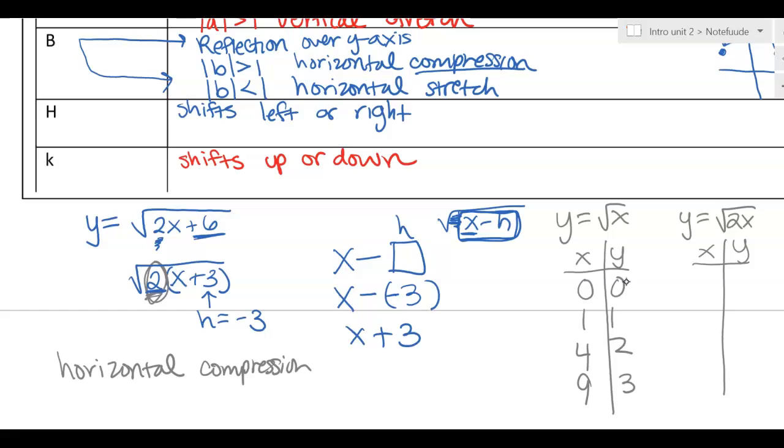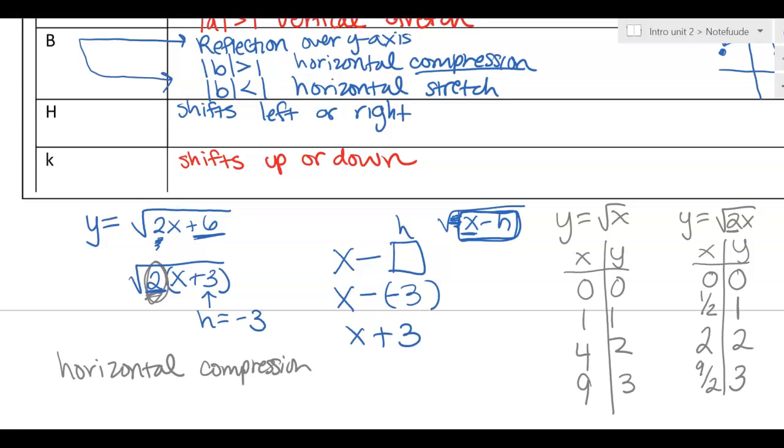If we make this same chart for the square root of 2x, I still get 0, 0. If I plug in 1, I can't calculate it nicely, so I'm not going to use 1. If I plug in 1/2, I can calculate it: 1. If I plug in 2, I can calculate it: 2. If I plug in 9/2, I get 3. All right, here's the chart for the new one. I'm okay if you can't make the chart, if you just believe me that this is a chart of points for one and this is a chart of points for the other.